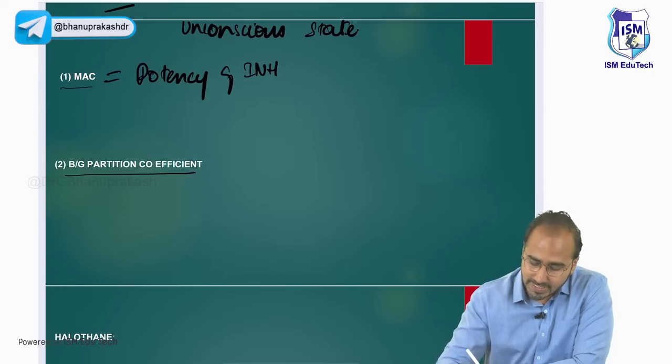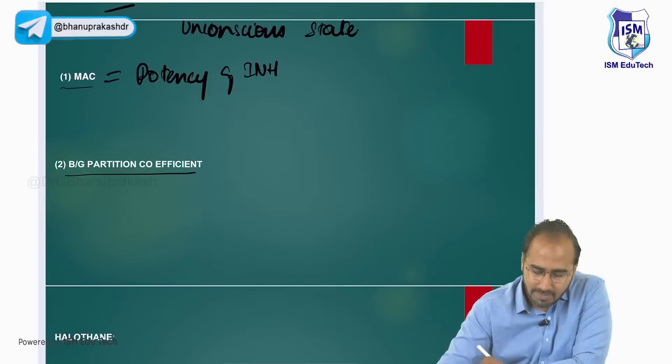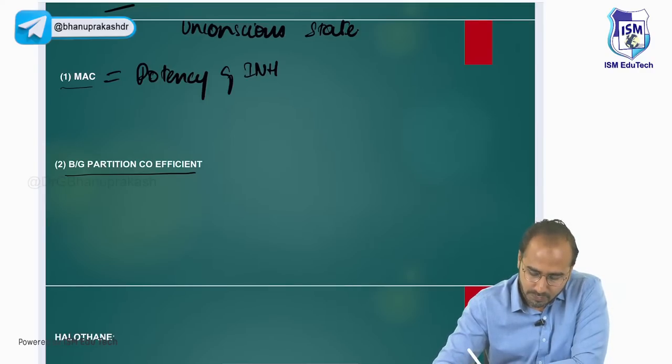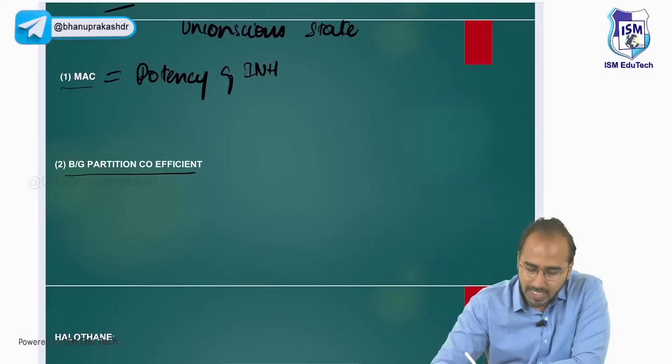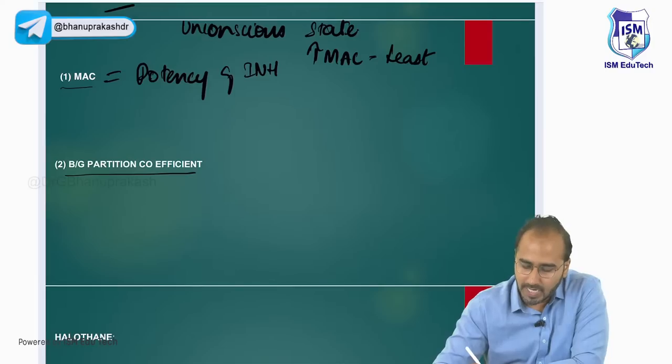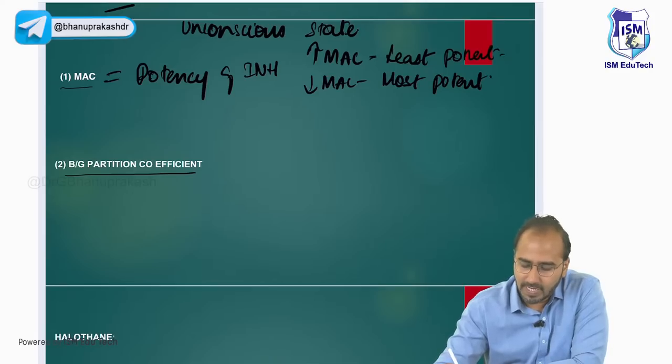Remember, guys, MAC indicates the potency, but MAC and potency are always inversely proportional. Meaning, any inhalational agent that has a high MAC value will be least potent. Any inhalational agent that has a low MAC value will be most potent. High MAC value, least potent. Low MAC value, most potent.